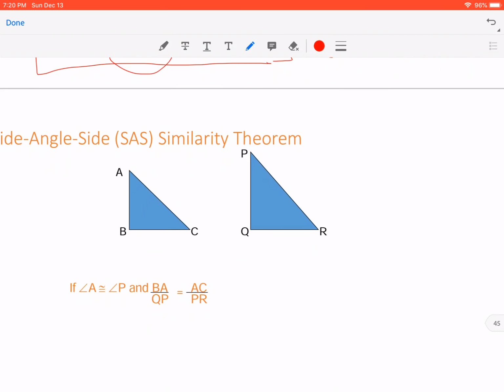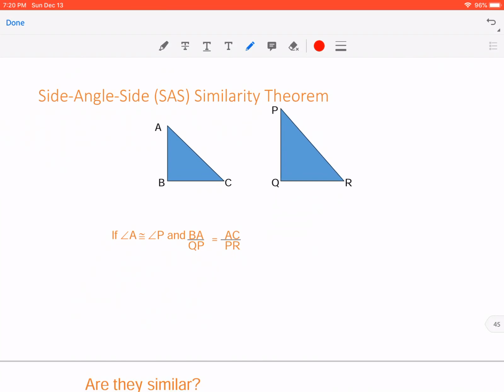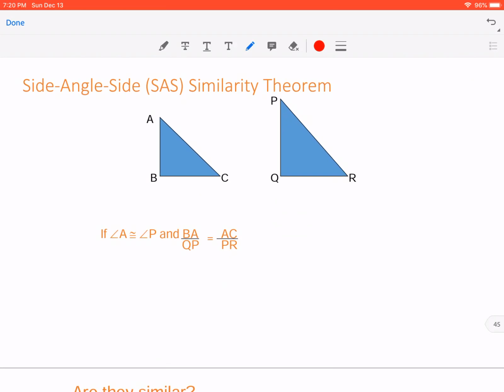Now, the last one. Side, angle, side. And what this means is one side is proportional to another. The angle must be congruent, not proportional. The angle has to be exactly the same. And the other side right beside it also has to be proportional. And remember, the angle has to be between the two sides.